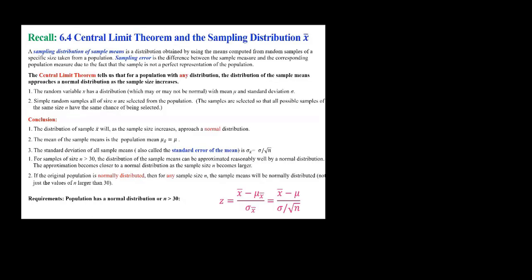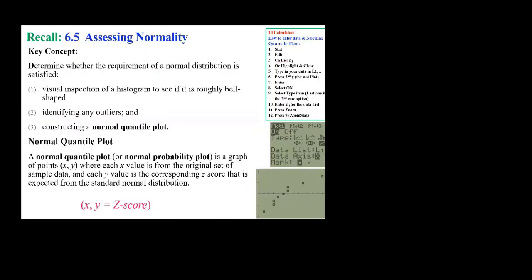CLT, or central limit theorem, is really the simple case. When this thing works, then we have a sampling distribution of X bar where mu of X bar is equal to mu. But sigma of X bar is not equal to sigma. It's sigma over square root of n. And as the formula indicates, when n gets larger, the standard error of the mean, sigma of X bar, gets smaller.